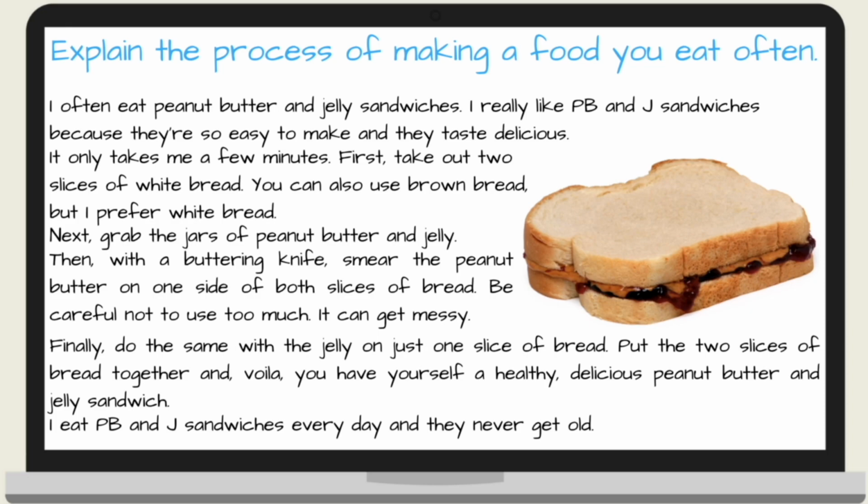And so you can see here I was talking about how to explain processes. In this case, how to explain the process of making a peanut butter and jelly sandwich. So we have the correct vocabulary, the transitional words, next, then, finally, the detail, etc. So this was one example.